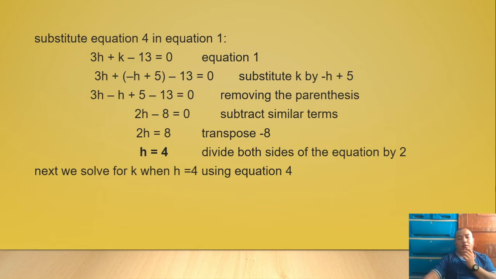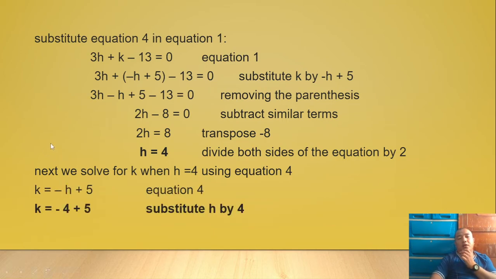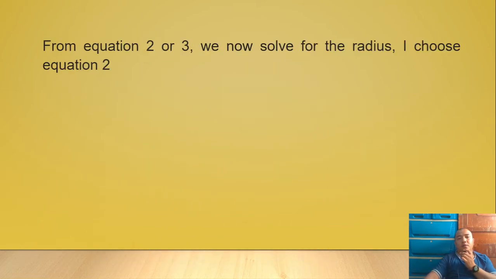Next, we solve for k when h equals 4 using equation 4. Negative h plus 5 for k. So negative 4 plus 5 is 1. So that means the center is (4, 1), which lies in the line 3x plus y minus 13 equals 0. Yeah, that is the center, (4, 1). Now, from equation 2 or 3, we can now solve for the radius, kasi they both have r squared, diba? You can choose equation 1 also. Pareho pa rin ang sagot.